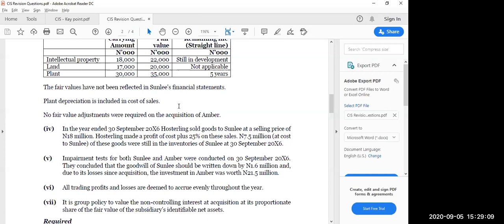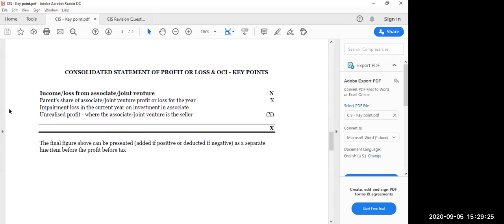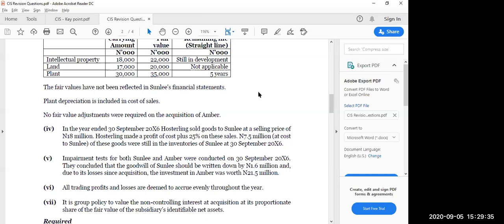We have dealt with all the post-acquisition issues. What that means is that we have to move to the last thing, or let me call it the third thing. That's the way the key point is also structured. The third aspect is to calculate an income or loss from the associate. That's the last thing we now need to do. We need to calculate an income or loss from the associate.